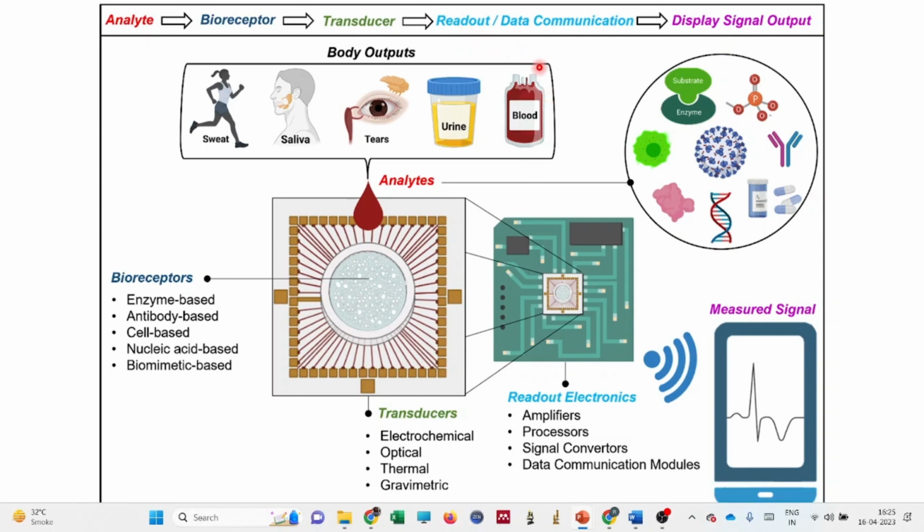And for extended functionality and mobility, modern biosensors provide wireless data communication to smart devices with their integrated data communication module. This way, the extracted signal can be displayed or recorded on any mobile device for personal health monitoring.